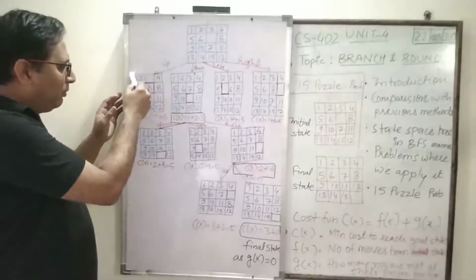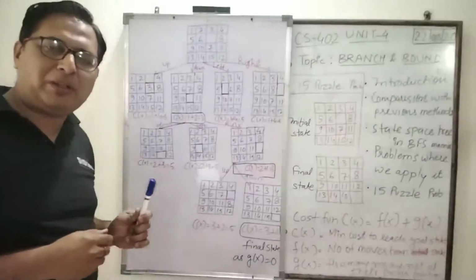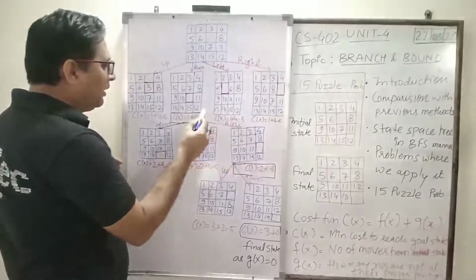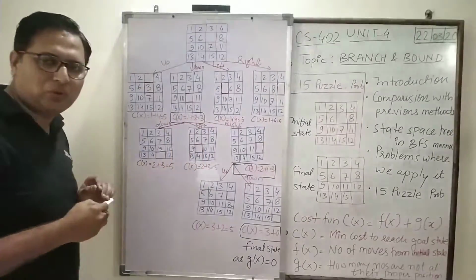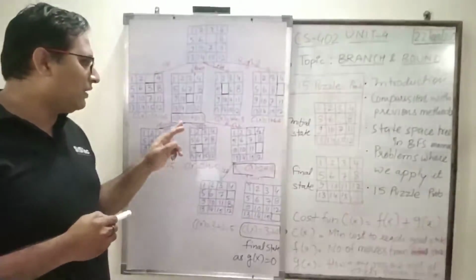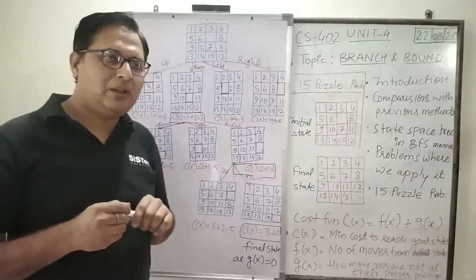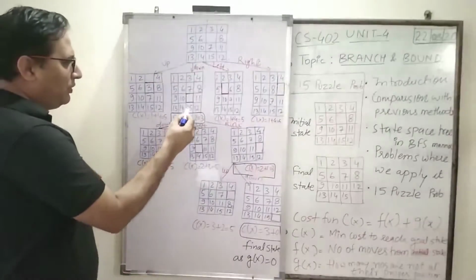Backtracking explores in DFS manner. Here, as we are using it for optimization, we have calculated all the costs and compared them. For the down movement, the C of x value is 3. So now we will choose this node for further exploration. We will repeat the same thing from this node.